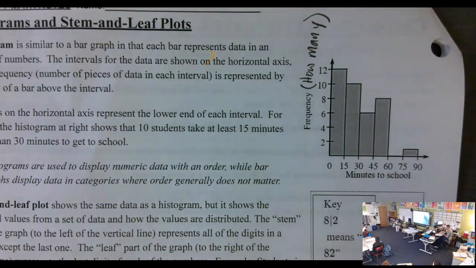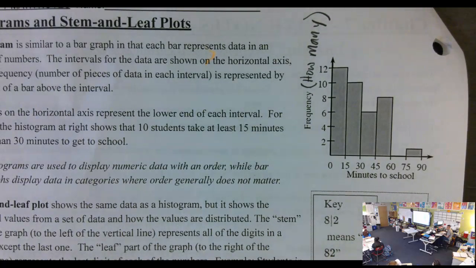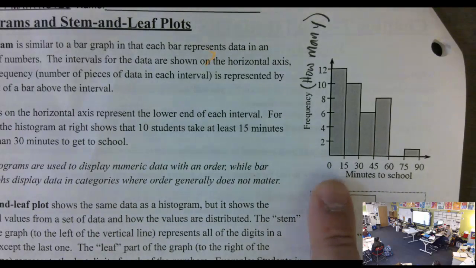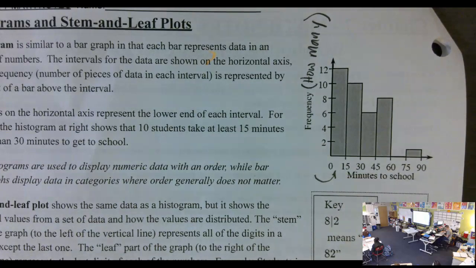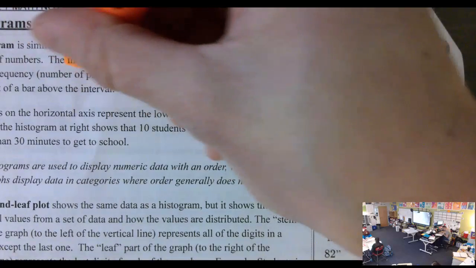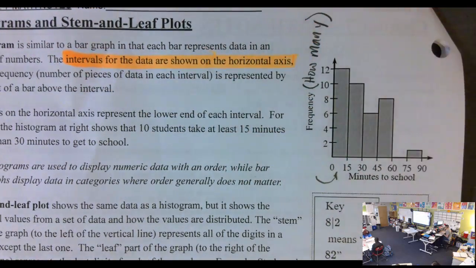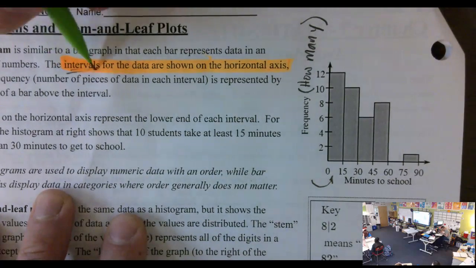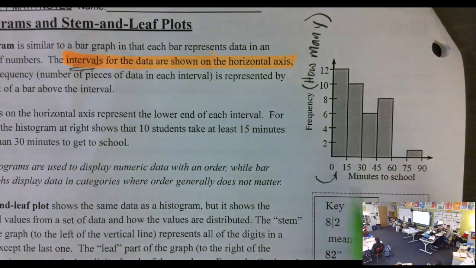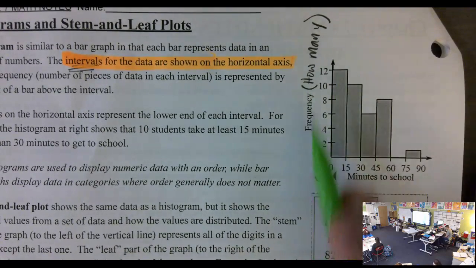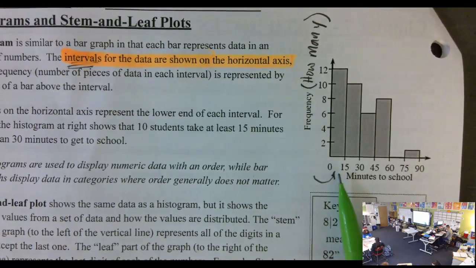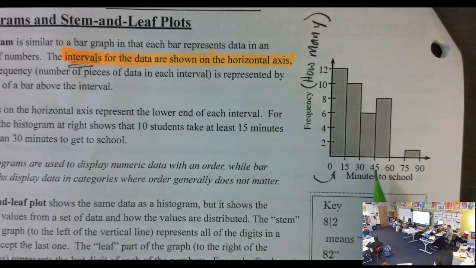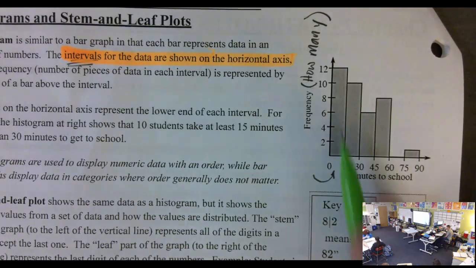So from this histogram, which section has the most? 0 to 15. Be careful. This section is a range, and that's the biggest thing people goof up. Intervals for data are shown on the horizontal axis. Intervals. It's ranges. So this is how many kids or people live 0 to 15 minutes from school. How many, then we bump up to the next section. How many live 15 to 30? How many live 30 to 40? It's ranges.